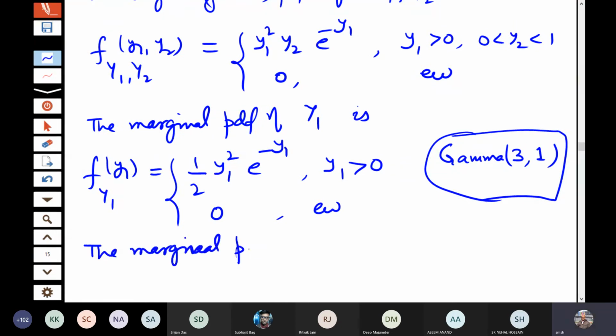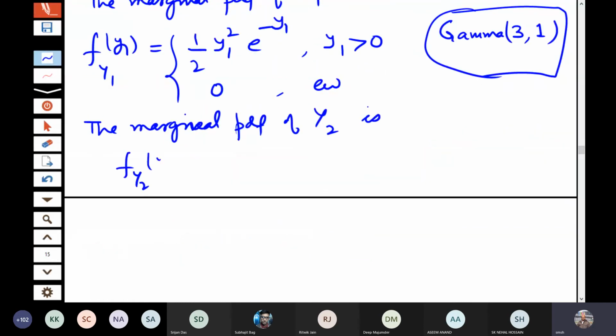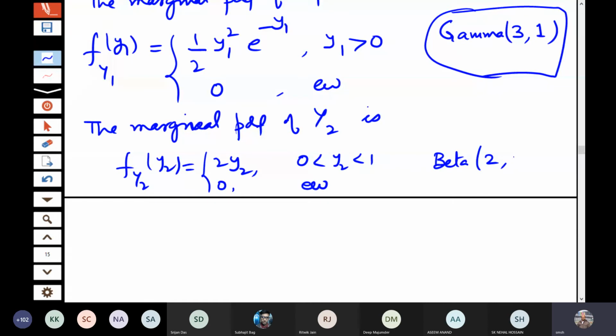The marginal PDF of y2. So if you integrate with respect to y1, now you already know that this is the density of y1. So if I integrate with respect to y1, I'll get 2y2 here. So f y2 is 2y2 between 0 and 1, which is nothing but a beta distribution with parameter m equal to 2 and n equal to 1. This is a beta 2 1 distribution.